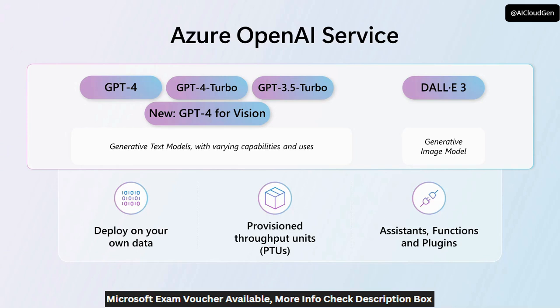And of course, these models are complemented by the fact that you can augment your own organization data. You can use the provisioned throughput units. We'll talk about what that is shortly. And last but not the least, you can also use assistants, plugins, and functions as part of these models.